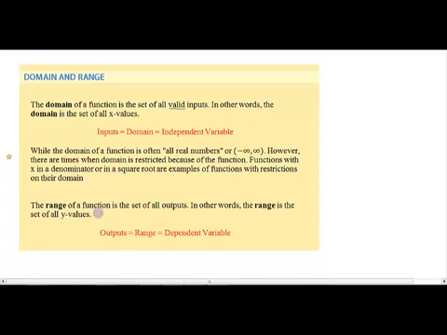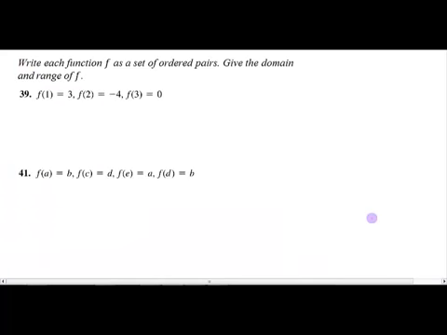Now the range of a function is the set of all the outputs. In other words, the range is the set of all the y values. So outputs is the same as range, and they would call that, maybe in a science class, the dependent variable. The output of a function depends on the independent variable, the thing that you put in the function in the first place.